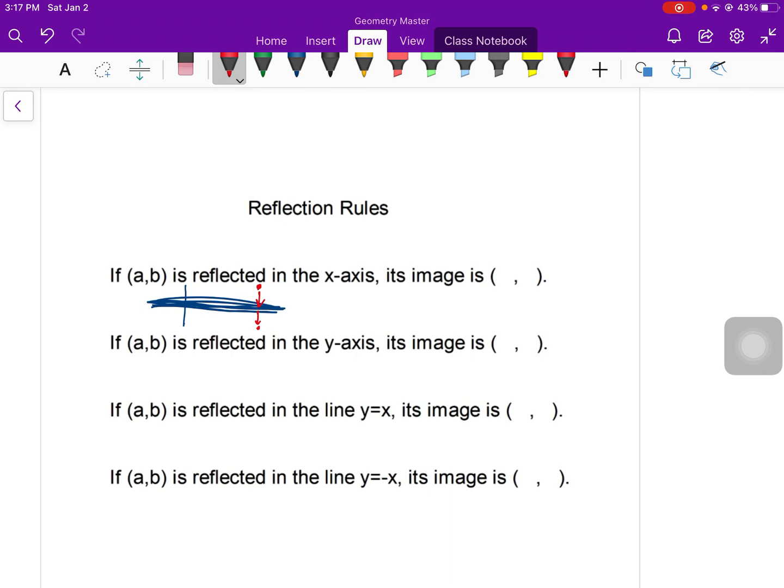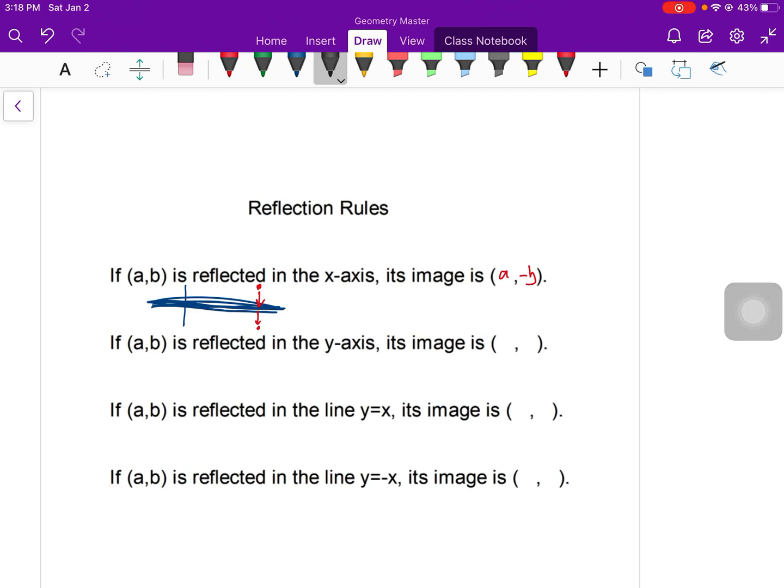My x value did not change, so my A value is still A. My B value went from being B above the x-axis to now B below, so that'd be negative B. If I had started here and had a negative B, then it would become a positive B. So that negative B just means the opposite of whatever that y value was.